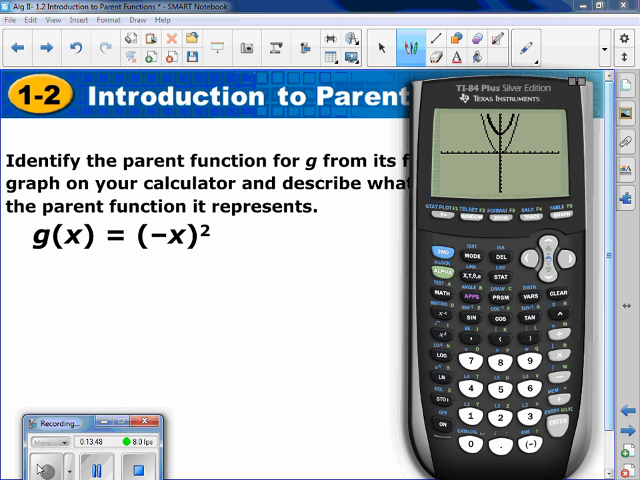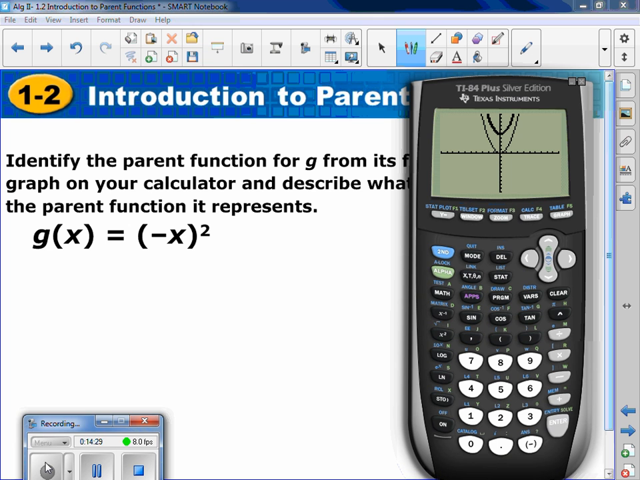Looking at this one, I have g of x equals negative x squared. What type of transformation do you think is going to occur? Is it a translation, a reflection, or a stretch compression? Why do you think it's a reflection?